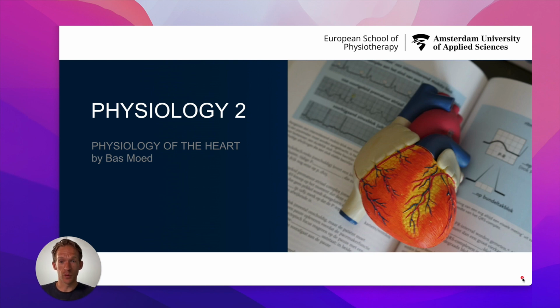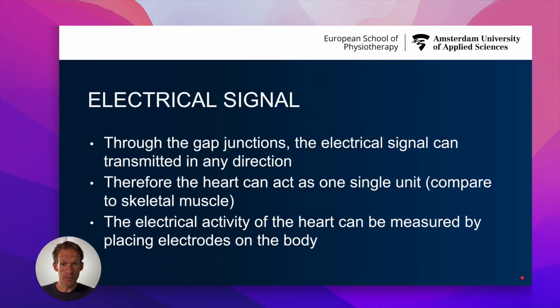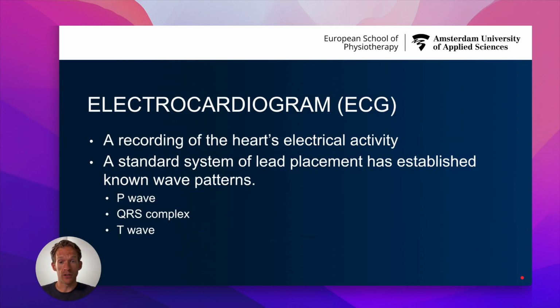In this video, we will look at the physiology of the heart. In the previous video, we looked at the heart and we finished with the gap junctions that showed how the electrical signal can just spread from cell to cell in order for the heart to function as one big unit. And if you want to measure this activity, then you can use, for example, some electrodes in order to create what we call an ECG, electrocardiogram. And that will basically make a 3D recording of the electrical flow through the heart.